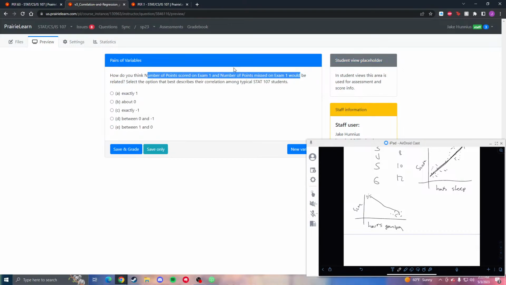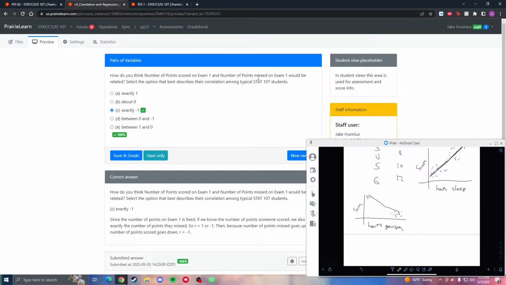Like this one, it's number of points scored on exam 1 and number of points missed on exam 1. I actually don't know. This one might be a trick. Yeah, no, it's not just -1, because when you answer a question, you either got it wrong or you got it right. And so the number of points scored and the number of points missed are a manipulation of each other.